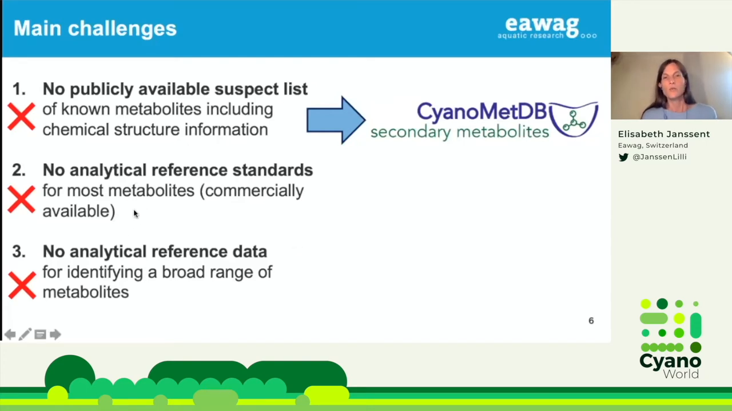Without standards, what we often do if we analyze micropollutants, for example, you don't necessarily need the standards always, but you have to have reference data available online, like analytical mass spec reference data or something similar to compare your measured samples with. And also this is not available for most of the metabolites. So this really puts a limitation on the analytical options that you have if you study cyanobacteria. So we started with this first challenge with the CyanoMetDB team.